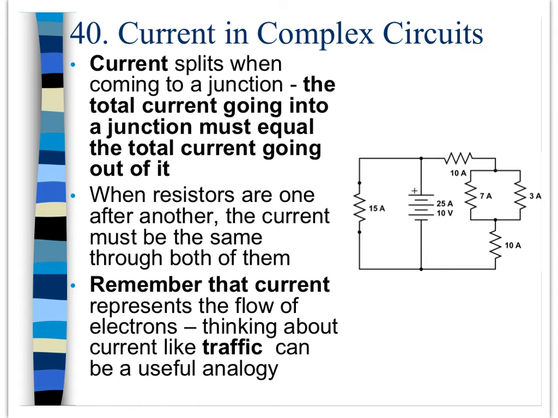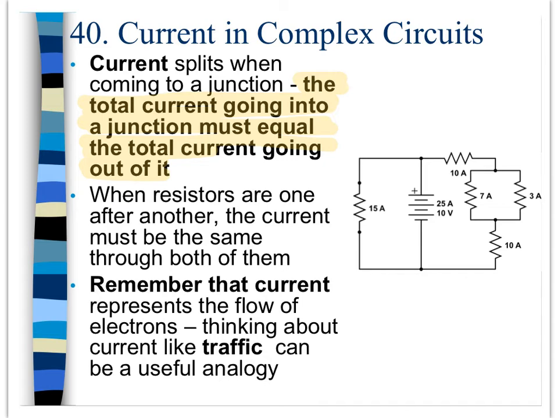All right, we're going to continue on now and jump over to current. The rule for current is a little bit different than voltage. The rule for current is that the total current going into a junction must equal the total current leaving the junction. What we're really thinking about is when the circuit splits, how much current we have running through that wire before the split, and then how much current we have leaving that wire after the junction, after the split.